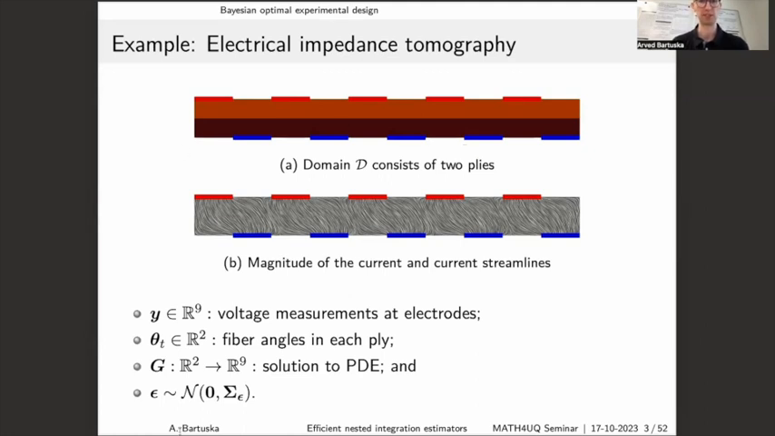For us, the observation data is voltage measurements at the electrodes. The theta true, the parameter of interest, is the fiber angles in the plies. And G is the solution to a partial differential equation. As I already mentioned, there is observation noise, meaning that our measurements are not perfect. We assume measurement noise with a known covariance matrix. There are 10 electrodes, but only a nine-dimensional output, because the 10th electrode is given as a boundary condition. This is why we have nine-dimensional output.